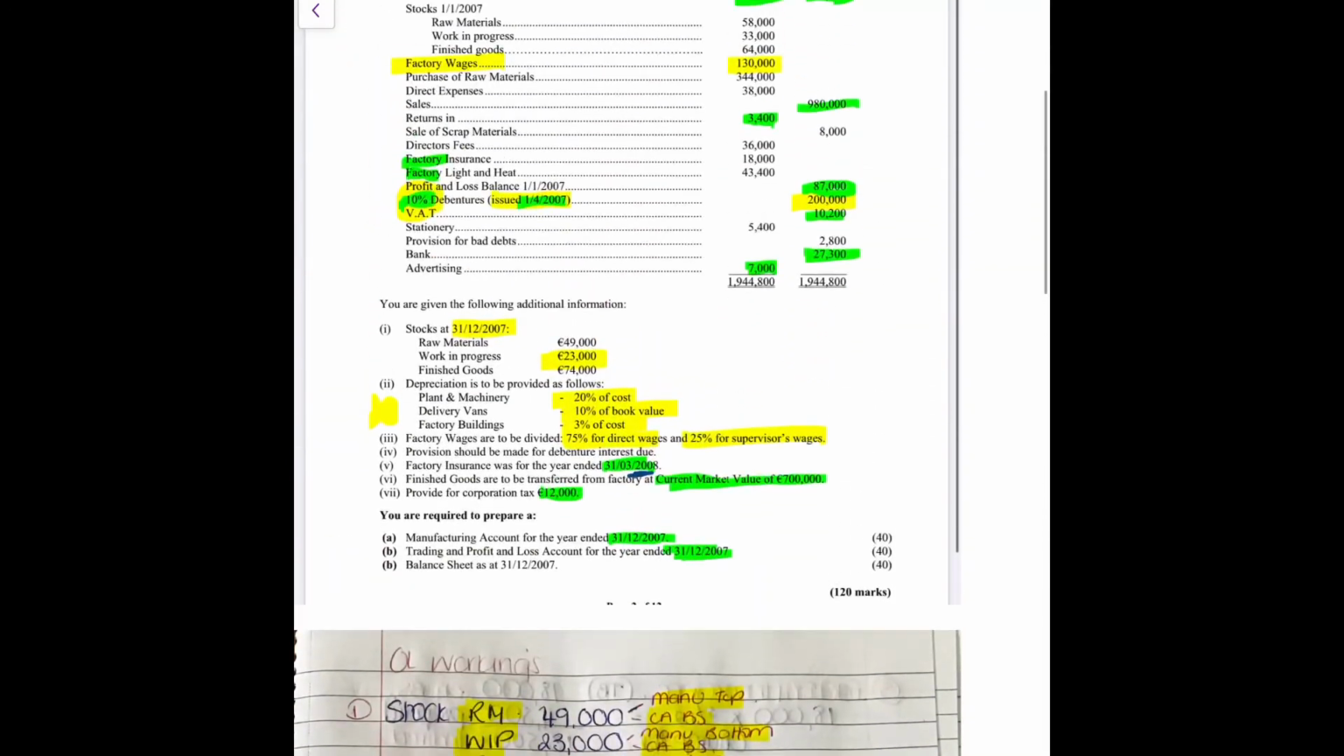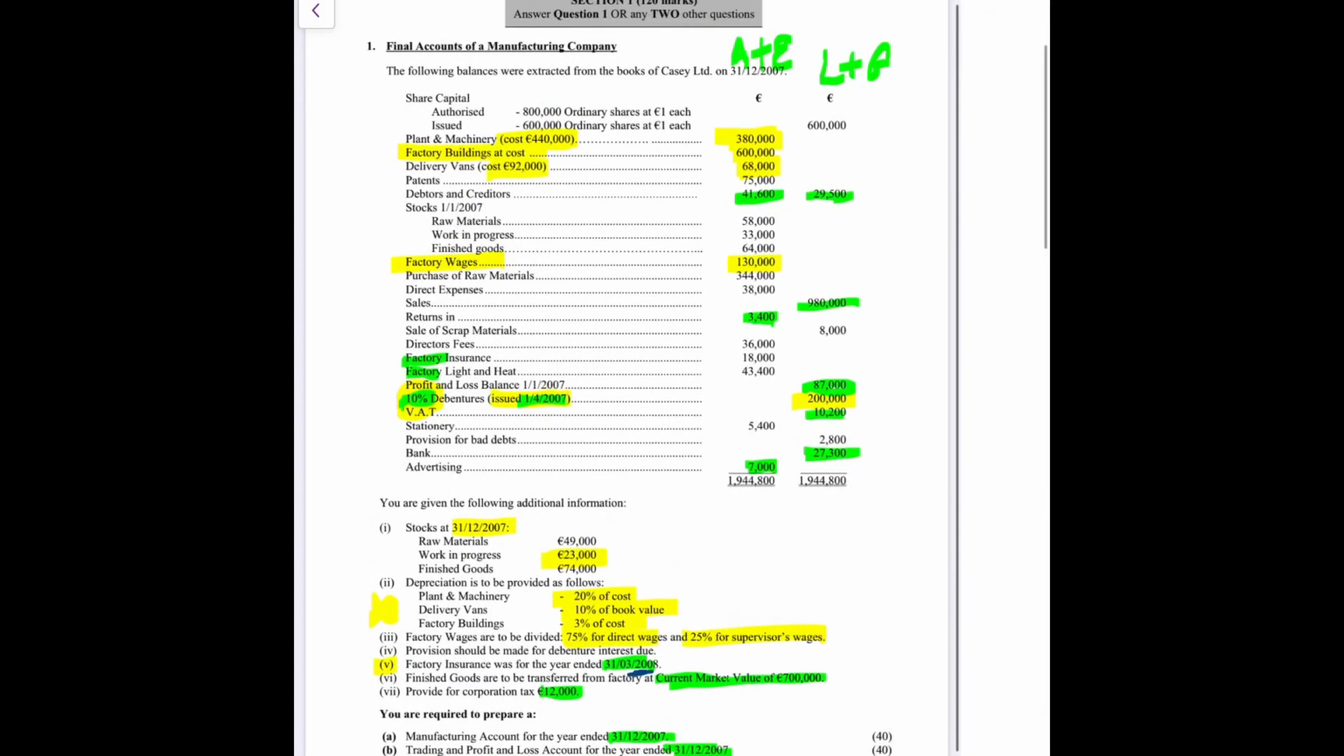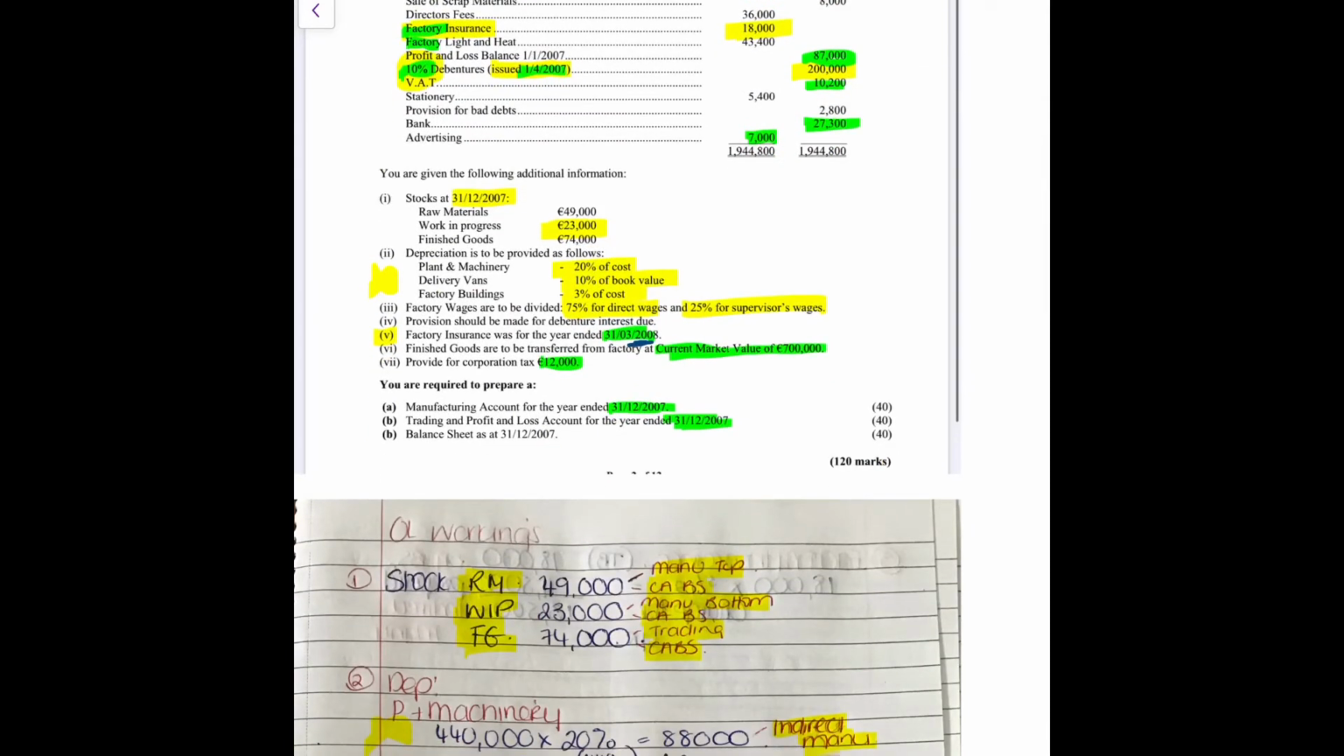And the last adjustment that we actually need to do out is my factory insurance for the year. Factory insurance was for the year ended 31st of the 3rd, 2008. So you're going up to your trial balance and find the insurance, okay? So factory insurance, here it is, 18,000 euro. So basically that means that they paid their insurance figure amount on the 1st of April, okay? And they paid it for a full year.